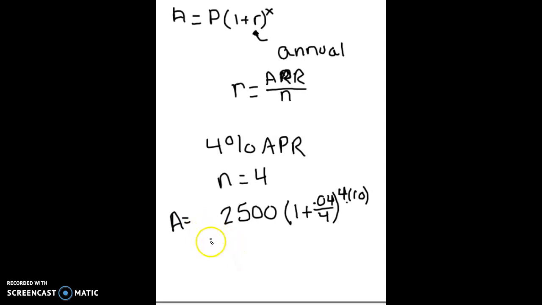So I hope that helps. I'm sorry that it's sloppy. I'm just getting used to this stylus.